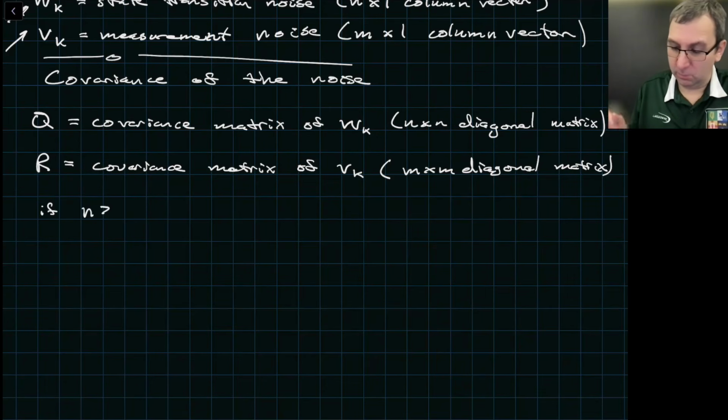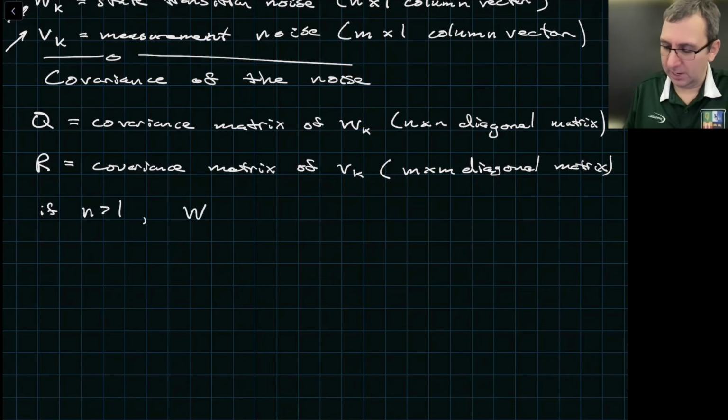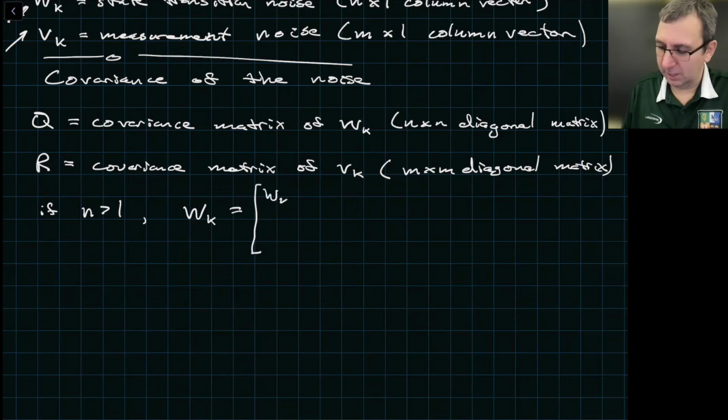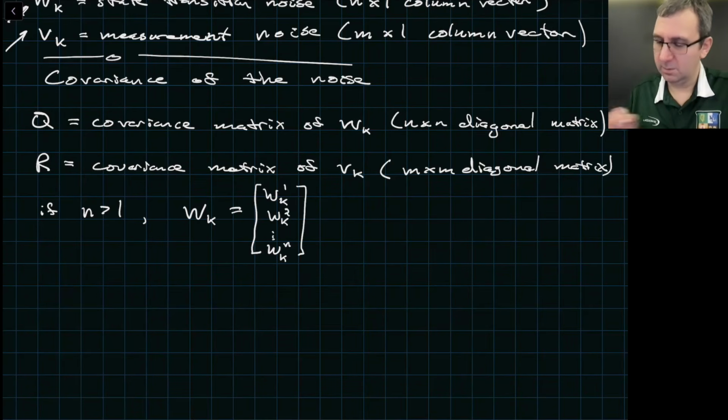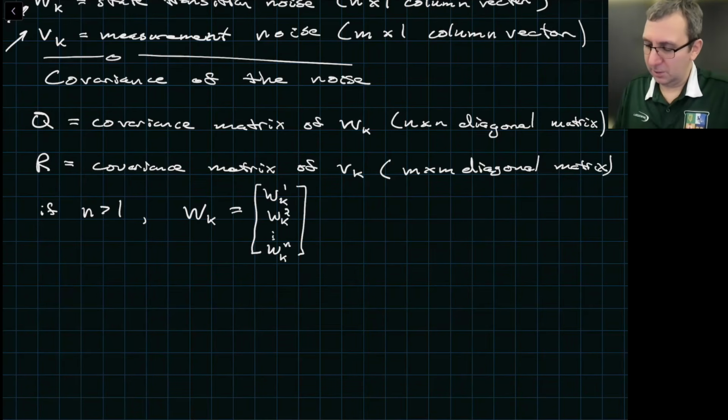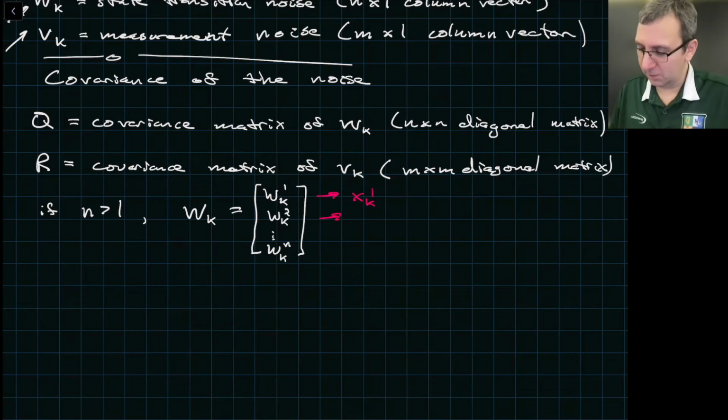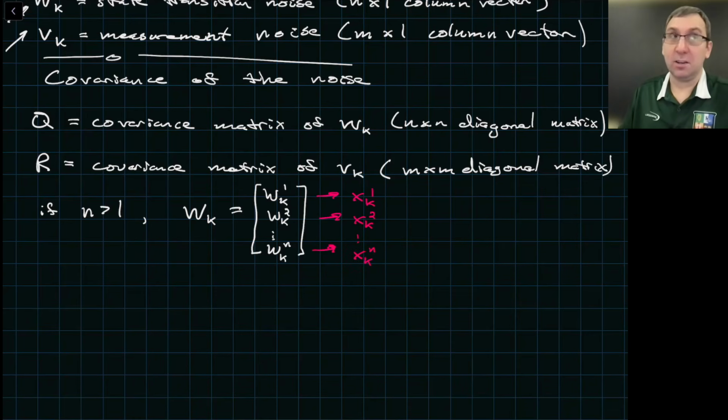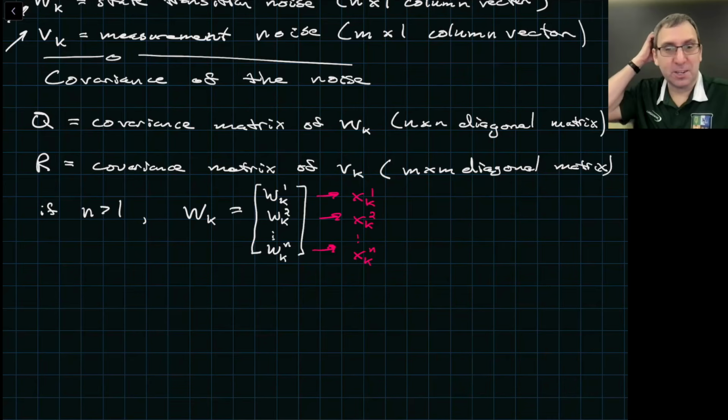So if N is greater than 1, then W_k we could write as W_k first entry, W_k the second, all the way down to W_k N. So this would be the noise in X_k, the first entry. This would be the noise in X_k, the second entry, all the way to the noise in the nth entry. And we'll describe those in terms of variance.